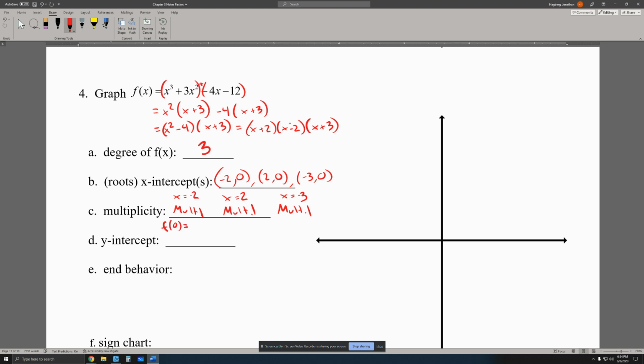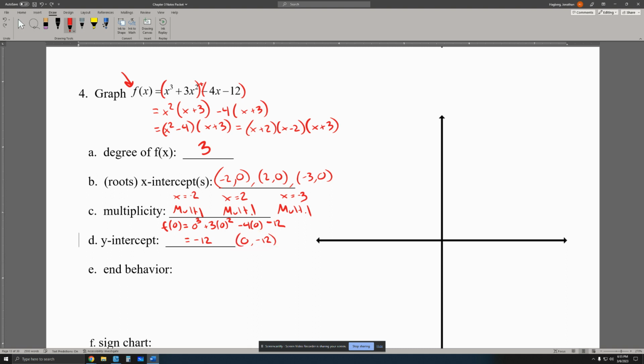For the y-intercept, again, we'll evaluate f of 0. So this is equal to, actually, you know what? I noticed that we've got it in standard form. So if we plug in 0 for x, we'll see that it's just that constant term. So 0 cubed plus 3 times 0 squared, and then minus 4 times 0, and then all minus 12. Well, all of these terms with the factors of 0 are going to cancel out. So all that's left is negative 12. That tells me that my y-intercept is 0, negative 12.